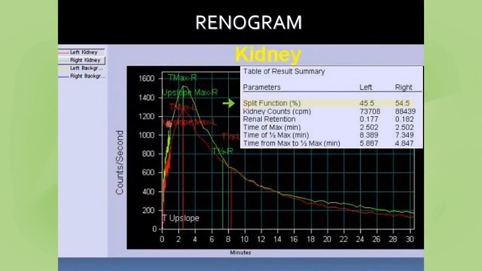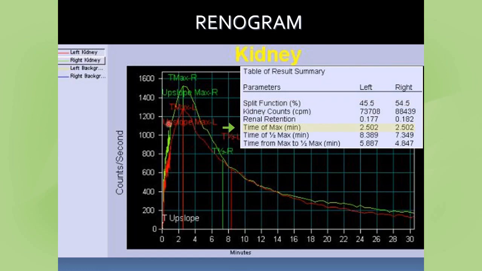So this is what it would look like if you're using our software here. Your split function, I mentioned, measured at 2 to 3 minutes in most institutions, should be ideally 45 to 55%, but down to 42% and therefore up to 58% is also considered within normal limits. The time to max, less than 5 minutes.